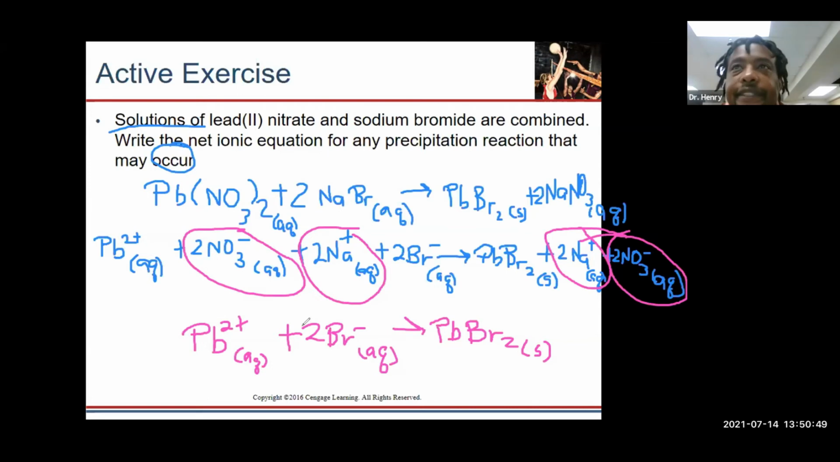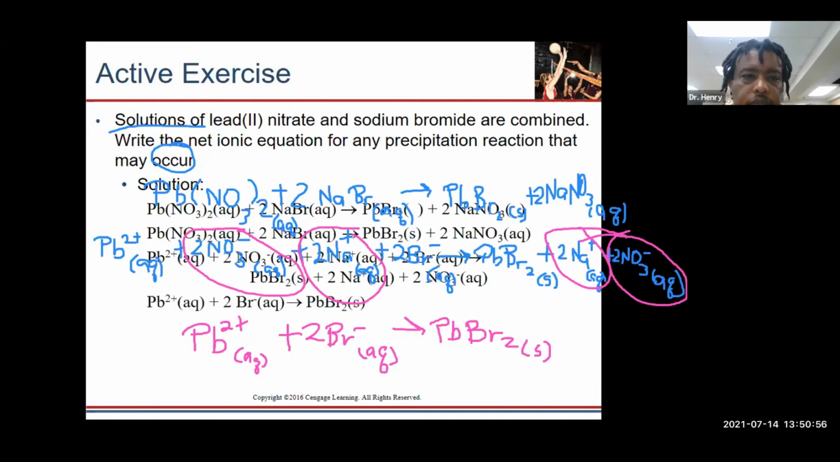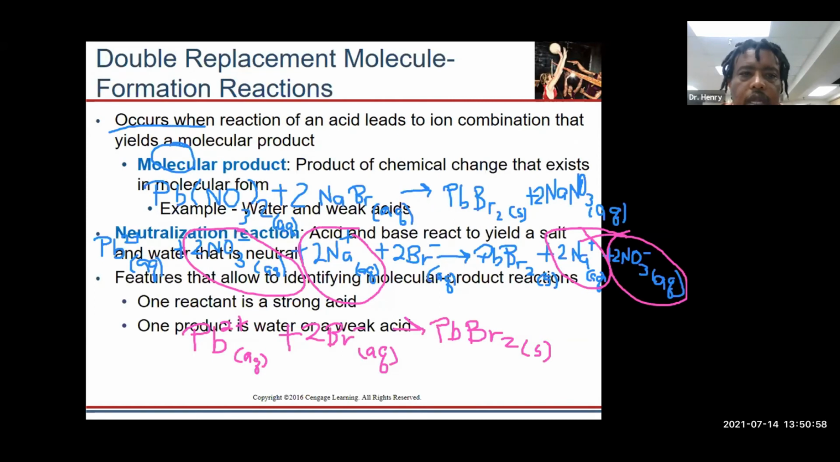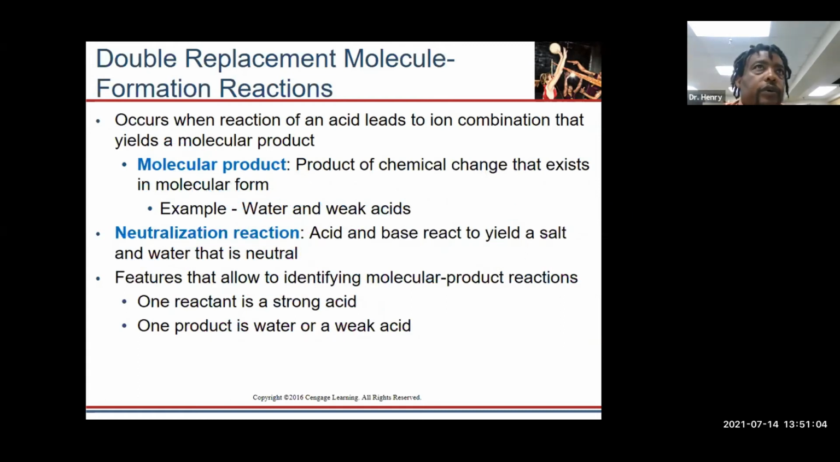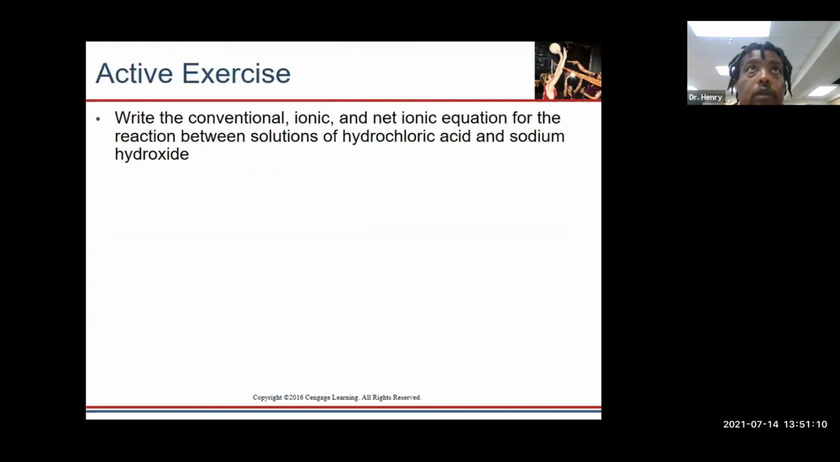Okay. So when we talk about acids, acids are also a special form of a double replacement reaction. In that case, we have hydrochloric acid and sodium hydroxide. So what is the chemical formula for hydrochloric acid?